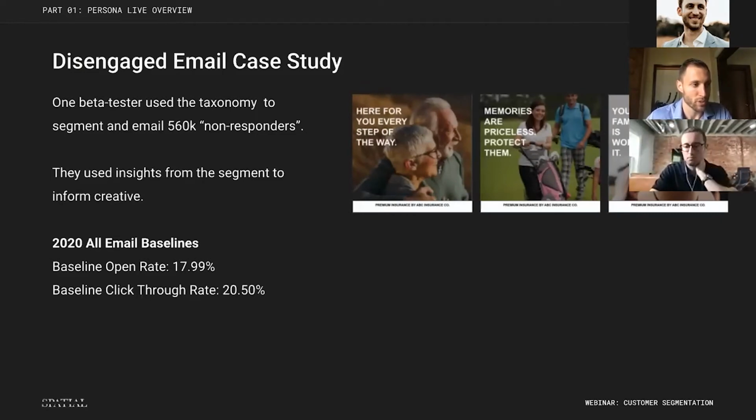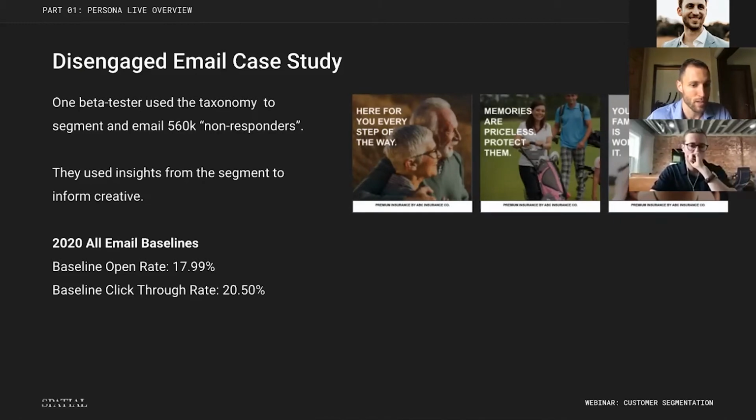What the creative team did is they used insights from the taxonomy and social media information, the stuff they visited, the things they're talking about. They used those to inform what types of subject line and what types of imagery to use to create these different ad campaigns. And we can see here at the bottom the baseline open rate for their campaigns.